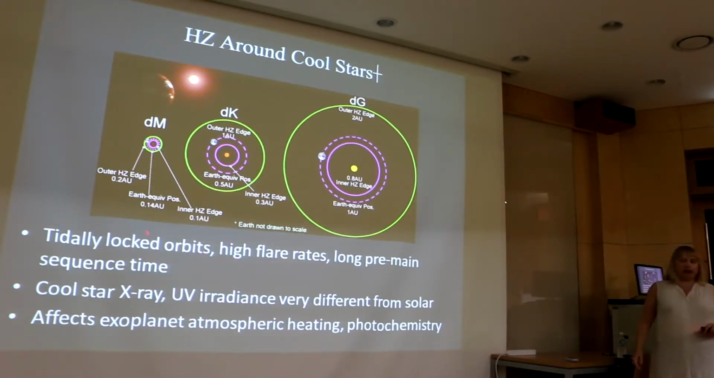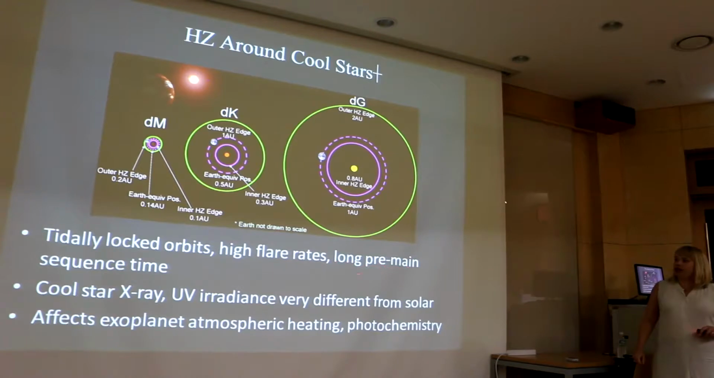Something I will be talking about a lot during this talk, these have very high flare rates. You know, we have flares around the Sun, and sometimes it causes our communications network to go down. Well, around an M star you have much more frequent flares, and they can be much more strong, and so that can, as I'll show you, could damage life.